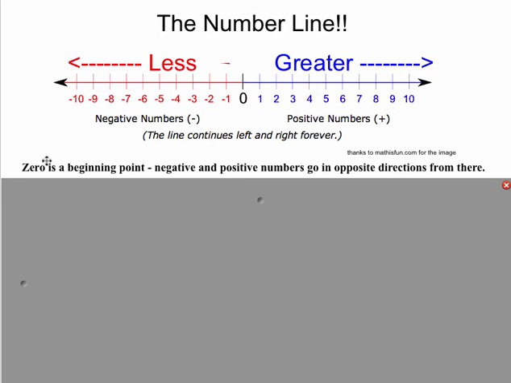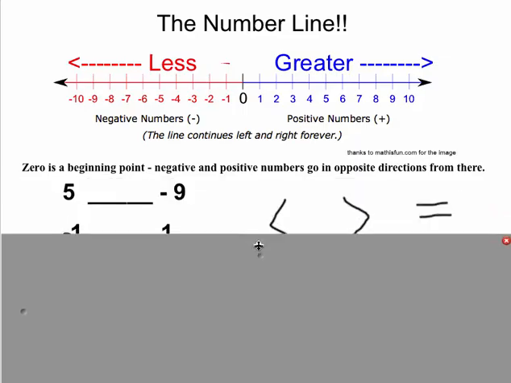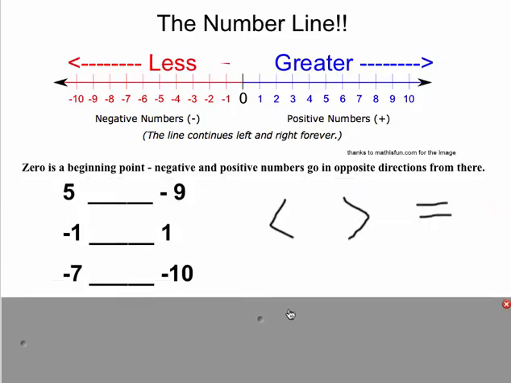bigger. So think of 0 as a beginning point, that neutral ground. And then depending if you go right or left, you either go positive or negative. Numbers to the left of 0 are less. Numbers to the right of 0 are greater. Let's take a look at some problems down below.